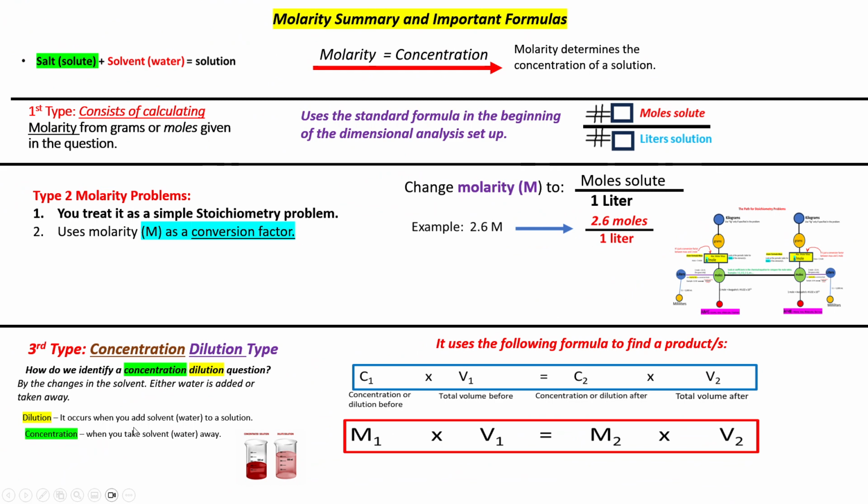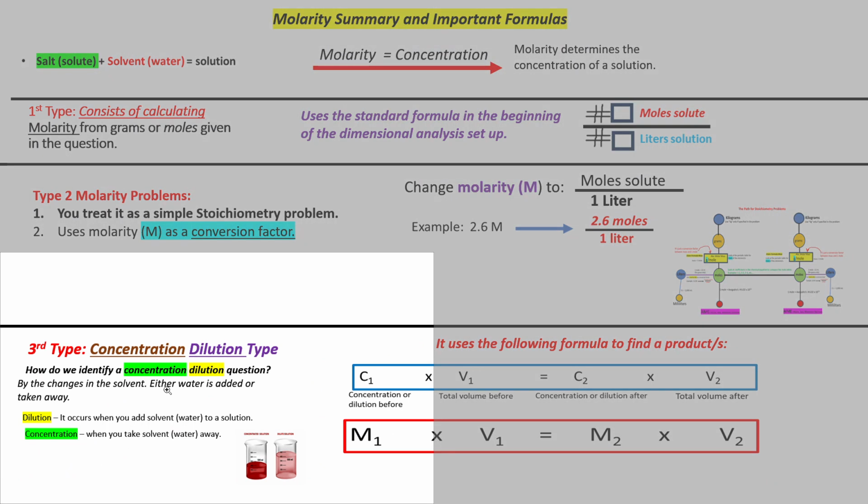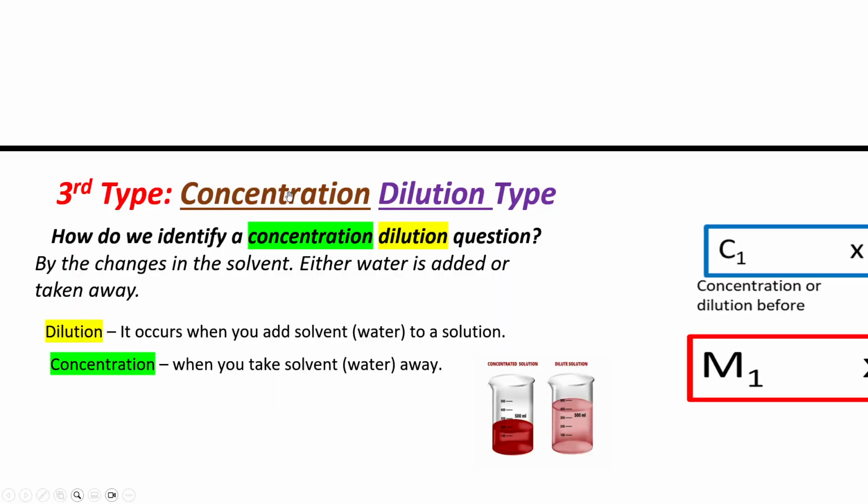Type 3 molarity questions are called concentration dilution. A dilution occurs when you add solvent, meaning water, to a solution, and concentration is when you take solvent water away from it. How do we identify a concentration dilution question? By the changes in the solvent: either water is added or taken away.